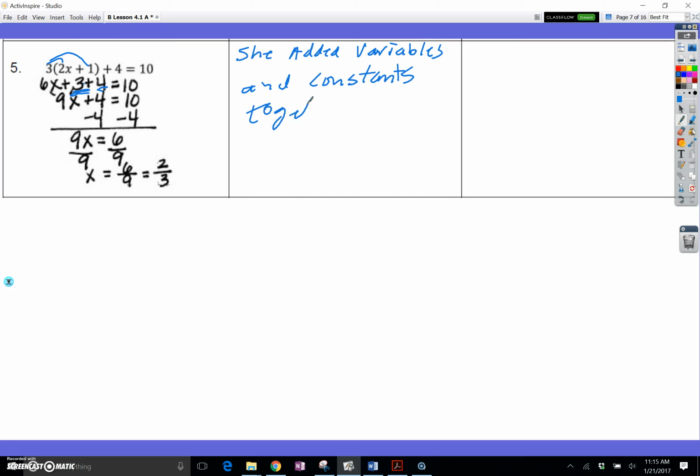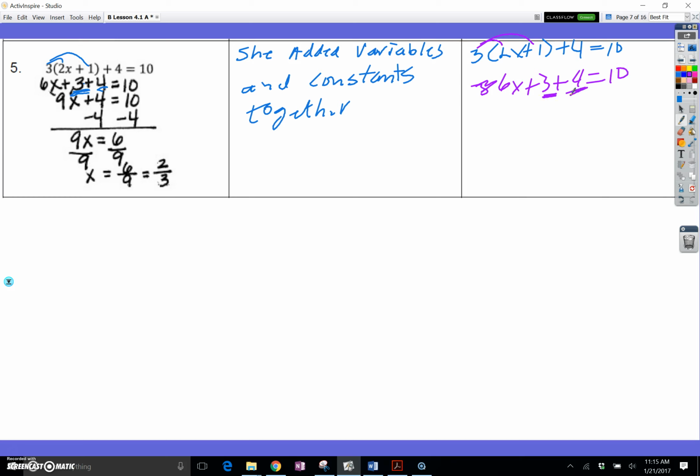Together. You're not allowed to do that. So let's go and look at what she should have done. If we had 3 times the quantity of 2x plus 1, plus 4 is equal to 10, I would distribute the 3, that would give me 6x plus 3 plus 4 equals 10.